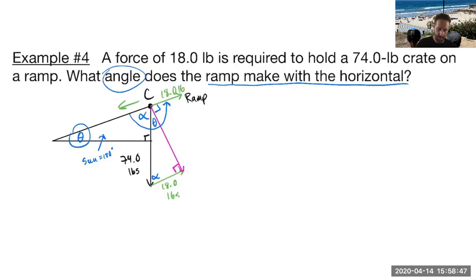Well, since we have a right triangle going on right here, I can use the side lengths that I know. And one of them they gave us from the beginning was 74 pound, in this case crate, and then that 18 pound force that held that crate on that ramp. And since I know those two sides, I can use what trig function in order to find theta? Well, hopefully you notice that it is the opposite over the hypotenuse.